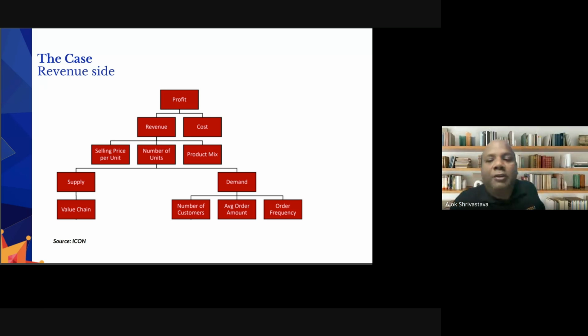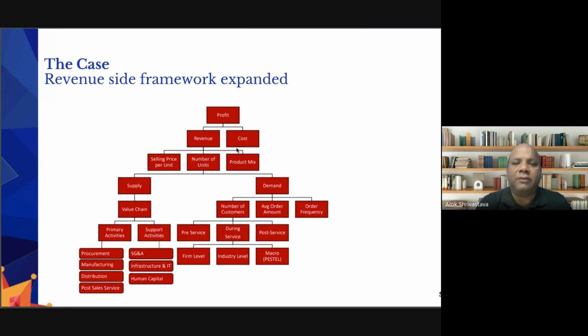Now we are looking at the cost side of the framework. What do you think? What are some of the factors which affect cost? Anyone? Raw material, competition pricing, okay, operation cost, very good, right? So let's again try to see cost also through a framework, through a structured way of looking at cost.